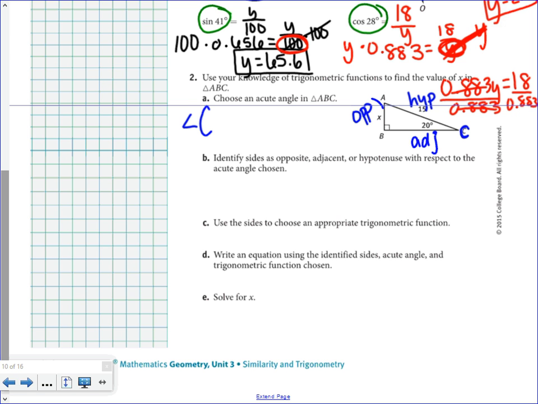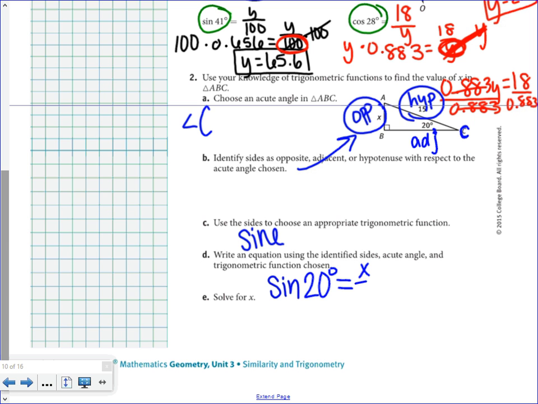So the 2 that we want to use are the opposite, because it's X, and the hypotenuse, which is the 15. So which one uses opposite and hypotenuse? The sine. So I did part B just on my figure. So now we want to write our equation. The sine of, well, the angle that we picked was C, which is 20 degrees. So sine of 20 degrees is opposite, which is X, over hypotenuse, which is 15.